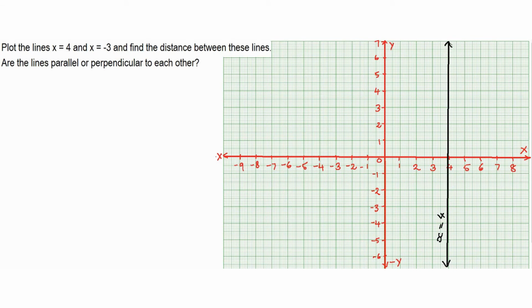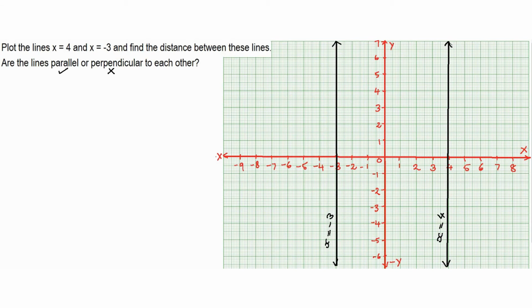And the second line that we are expected to draw is x equals minus 3. That line is also going to be parallel to the y-axis, at a distance of 3 units towards the left of the y-axis. So this line has equation x equals minus 3. These two lines are definitely parallel to each other. They are not perpendicular to each other. They are both parallel to the y-axis, which means that they are parallel to each other.